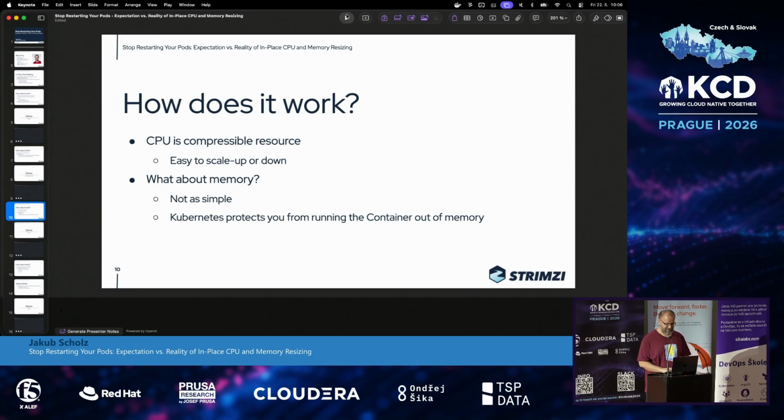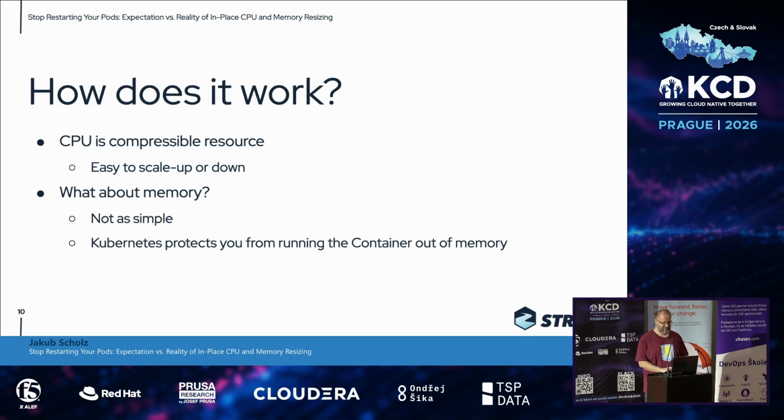So another thing to consider is that so far I have been changing only the CPU, right? And there's a reason for that. CPU is a compressible resource. I'm not sure if everyone knows what compressible resource means, but it basically means that the applications handle it pretty well when you change the amount of CPU they have.